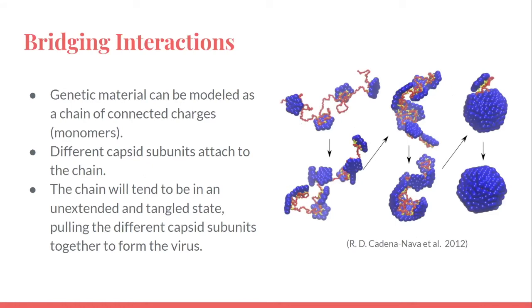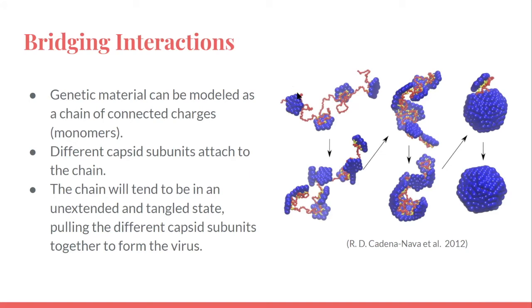And another relevant driving force in virus self-assembly is the so-called bridging interaction. This happens when genetic material, which can be thought of as a chain made of charges known as monomers, represented in the diagram here as a red chain, adheres to protein tails, which are these small yellow tails, of different capsid subunits, which are these blue pentagons made of proteins, which are represented by blue spheres.